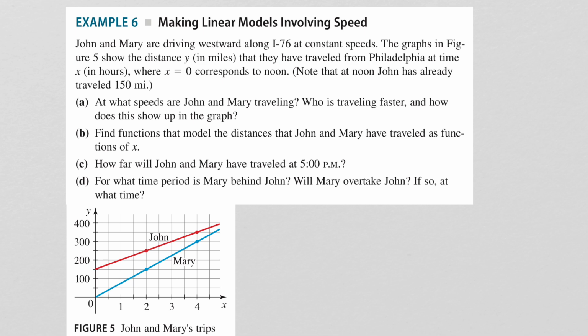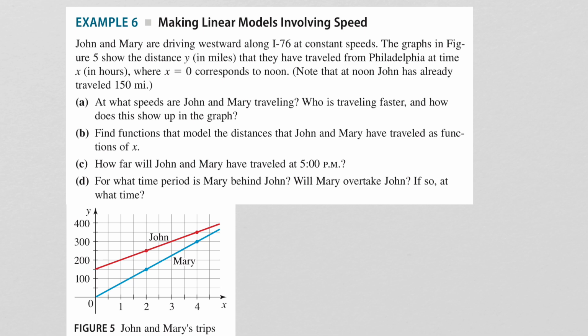So you can see that on the graph down here. When x equals 0, John is already at 150, whereas Mary is still in Philadelphia, right? Mary has not traveled anywhere yet at noon. So in the first part of the question, at what speeds are John and Mary traveling? Who is traveling faster? And how does this show up in the graph?